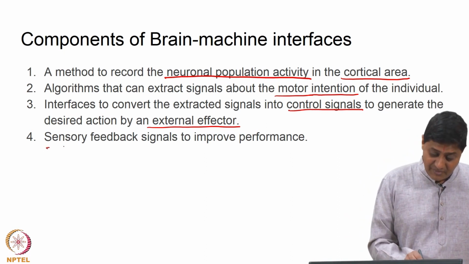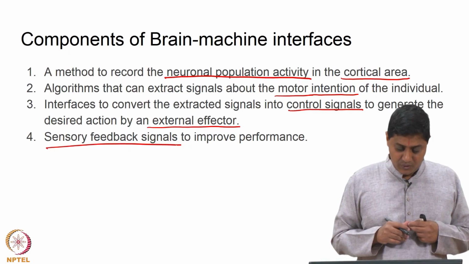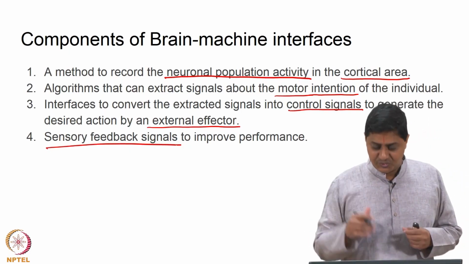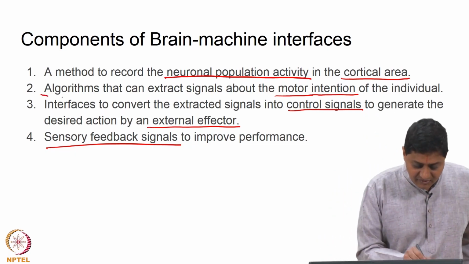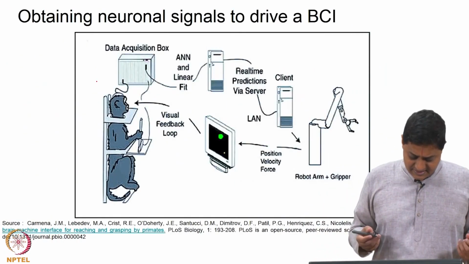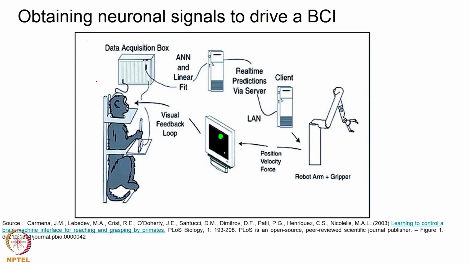So, sensory feedback signals are very useful to improve performance. So, there must be two loops. One is sensing, the other is actuation. Both of these must happen. Relatively advanced algorithms are required. So, that is that. Here is an example system, a rough block diagram. This is a relatively early system, about 15 years ago.